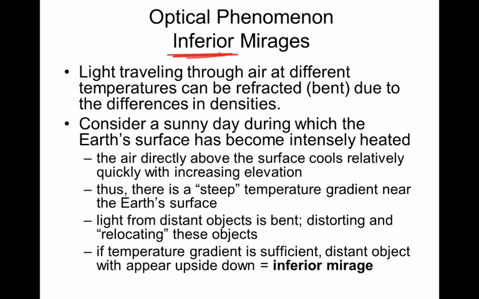So what's happening is the object that you're looking at back here, basically it looks like it's kind of moving because the light from that image is being bent as you have different blobs of temperatures of air going between you and the object you're looking at.